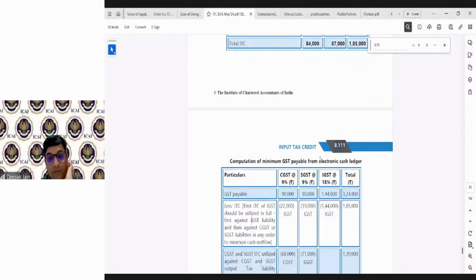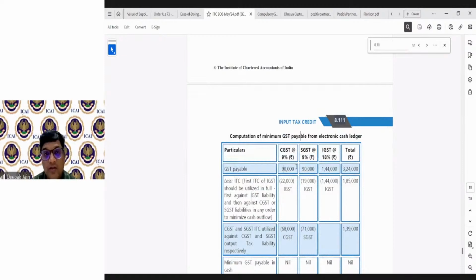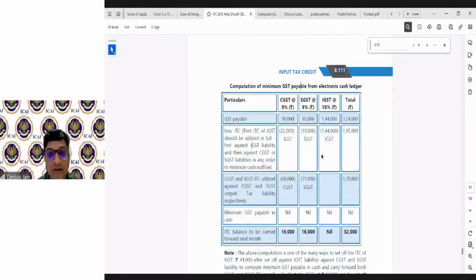Okay, so 8.11 says on how to compute the minimum GST payable for the electronic cash ledger. GST payable, you have no doubts over here. So this is the GST payable. Now the credit, first ITC of IGST shall be fully utilized in full. First against IGST liability and then against CGST or SGST liabilities in any order. That's what we had discussed.